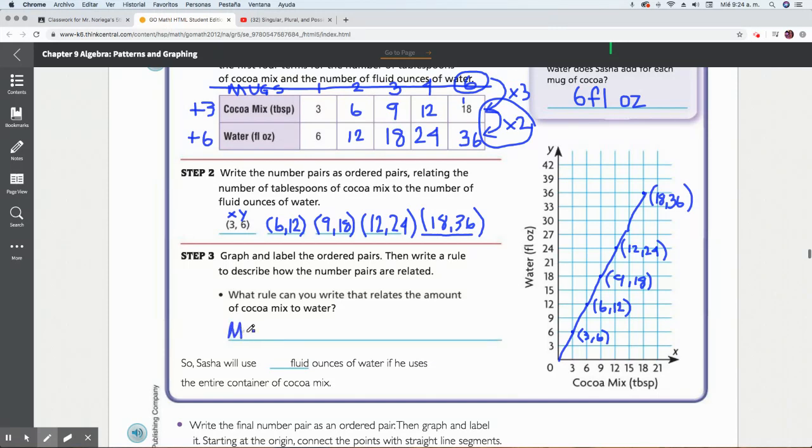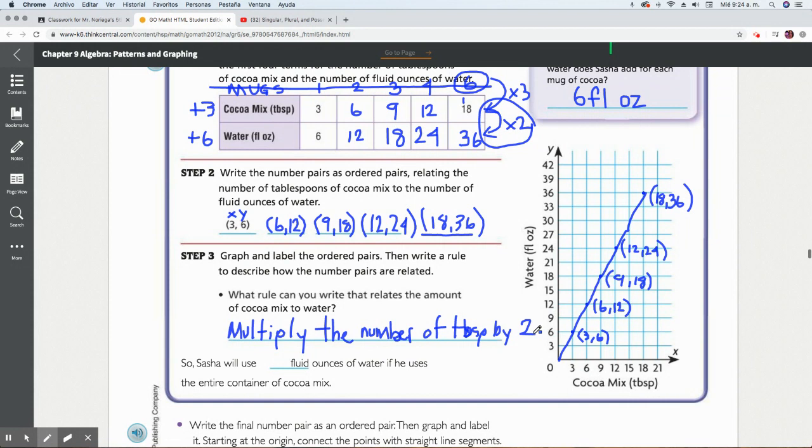Okay, multiply the number of, and I'm going to abbreviate tablespoons, tablespoons by 2.